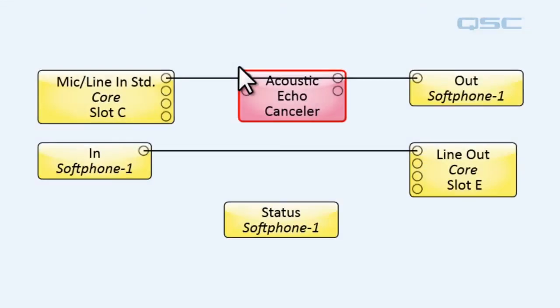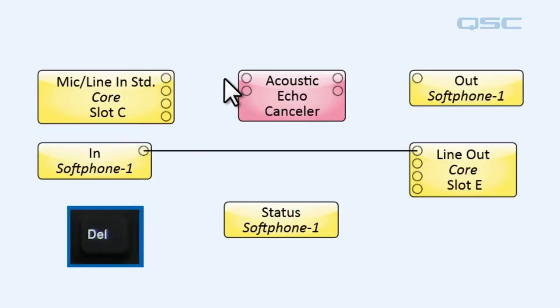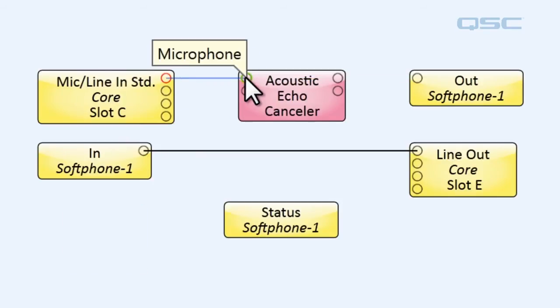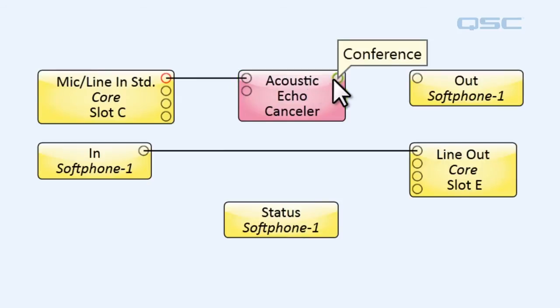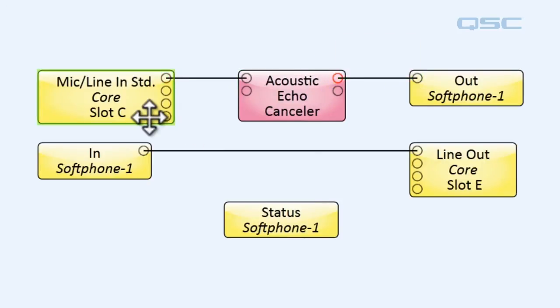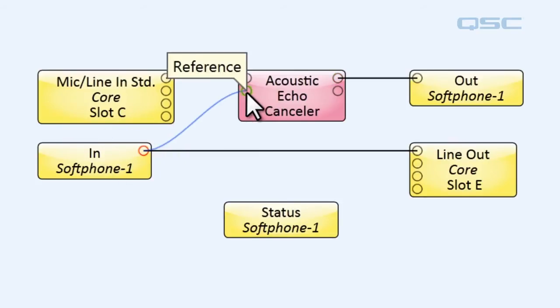So, back to our Softphone design. Let's apply this knowledge. I want to route our local microphones to the microphone pin of the AEC and then send the conference signal to our Softphone out. We'll also need to split the incoming Softphone signal to the reference pin of the AEC so that it knows what echoes to remove from the final audio.